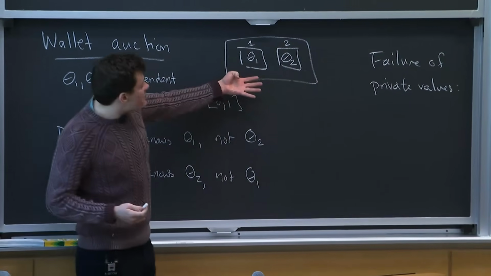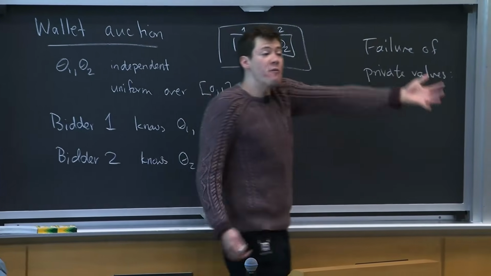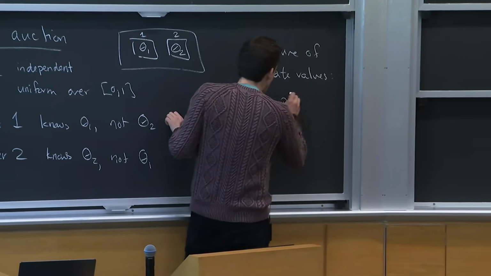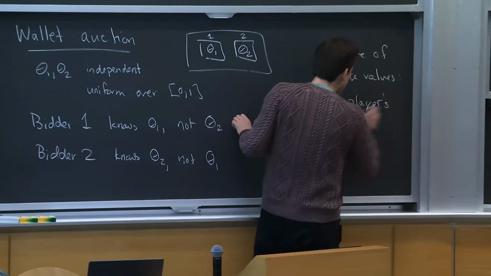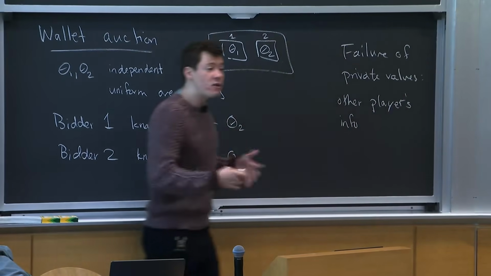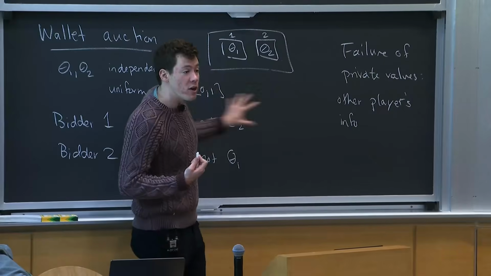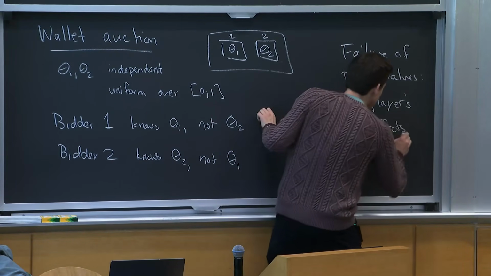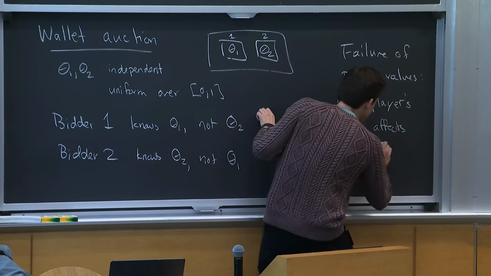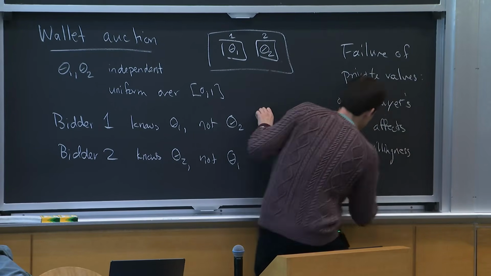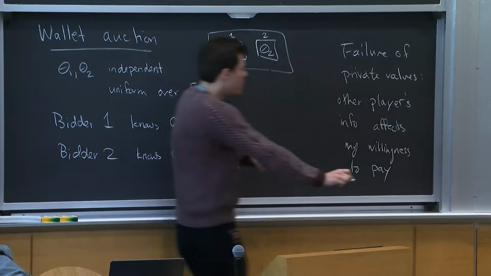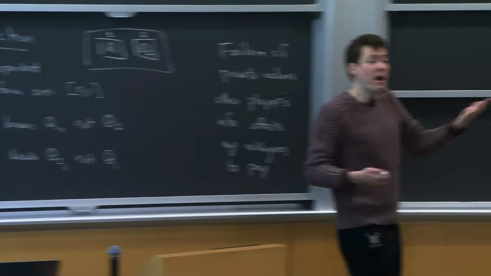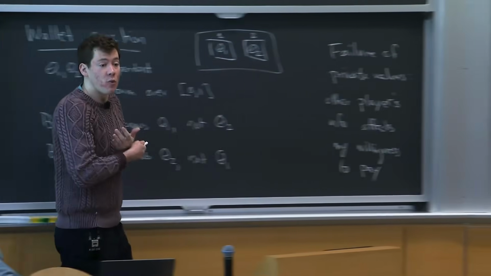Why? Because my willingness to pay, my valuation, depends on information that another player has. Or maybe more precisely, other players' information influences or affects my valuation for the item, where here the item is the combination of the two wallets. Maybe I'll say my willingness to pay: if the other player's wallet contains $1, which only the other player knows, I'd be willing to pay more for this bowl that contains both of our wallets.